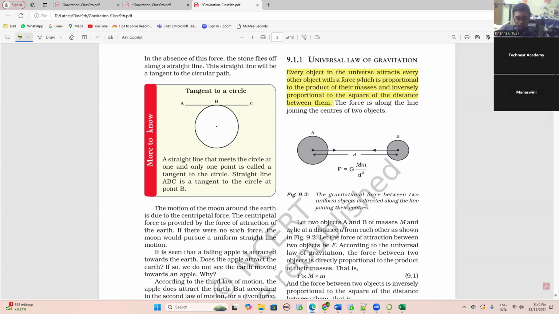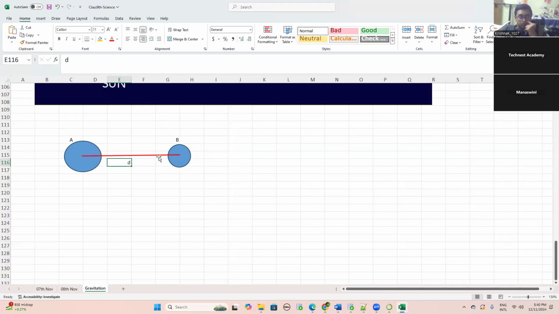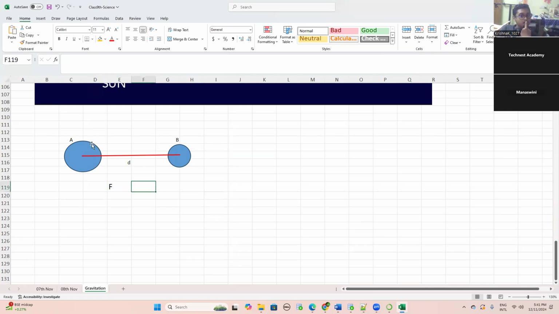Okay. Now, what is the formula? The formula is this force will be proportional to the product of their masses. It means the force which will act between them, suppose that force is F. So this force F will be directly proportional to the product of their masses. Suppose the mass of this is capital M and the mass of this is small m. It means M into m. So if the mass is more, this force will be more. If the mass is less, this force will be less. Is this clear?